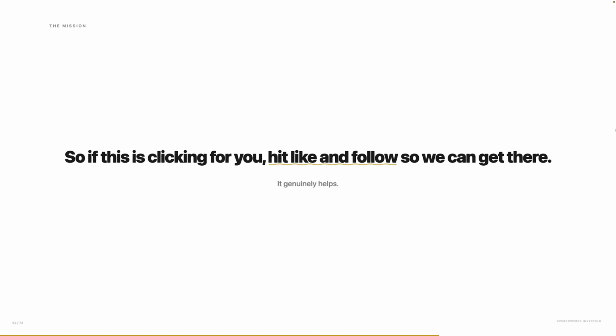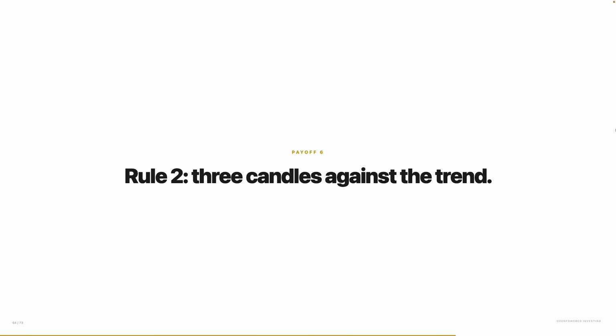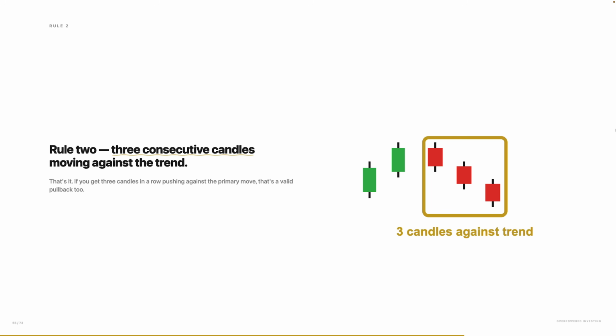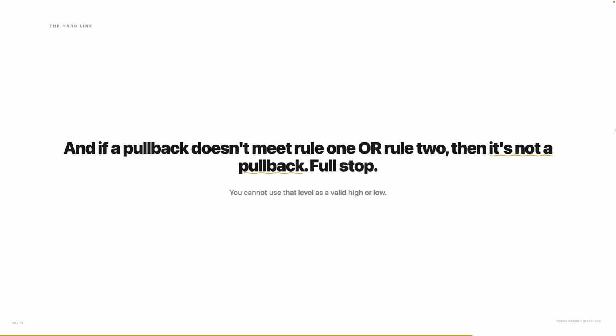Cool. Here's rule 2. Three candles against the trend. For rule 2, there should be 3 consecutive candles moving against the trend. That's it. If you get 3 candles in a row pushing against the primary move, that's a valid pullback too. And if a pullback doesn't meet rule 1 or 2, then it's not a pullback. Full stop. You cannot use that level as a valid high or low.